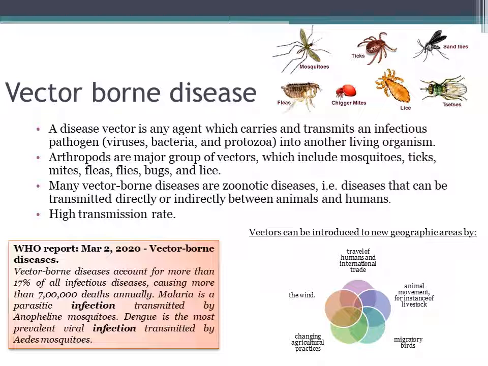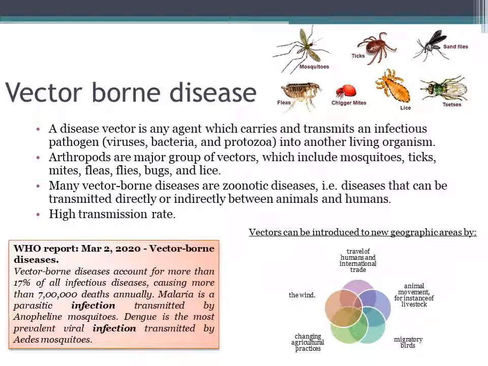For example, among the most deadly vector-borne diseases is malaria, which you must have heard of, basically concentrated in warmer climates. Dengue is a viral infection caused by the Aedes mosquito, while malaria is a parasitic infection transmitted by the Anopheles mosquito. So both are mosquitoes, but one is carrying protozoa while the other is carrying a virus.